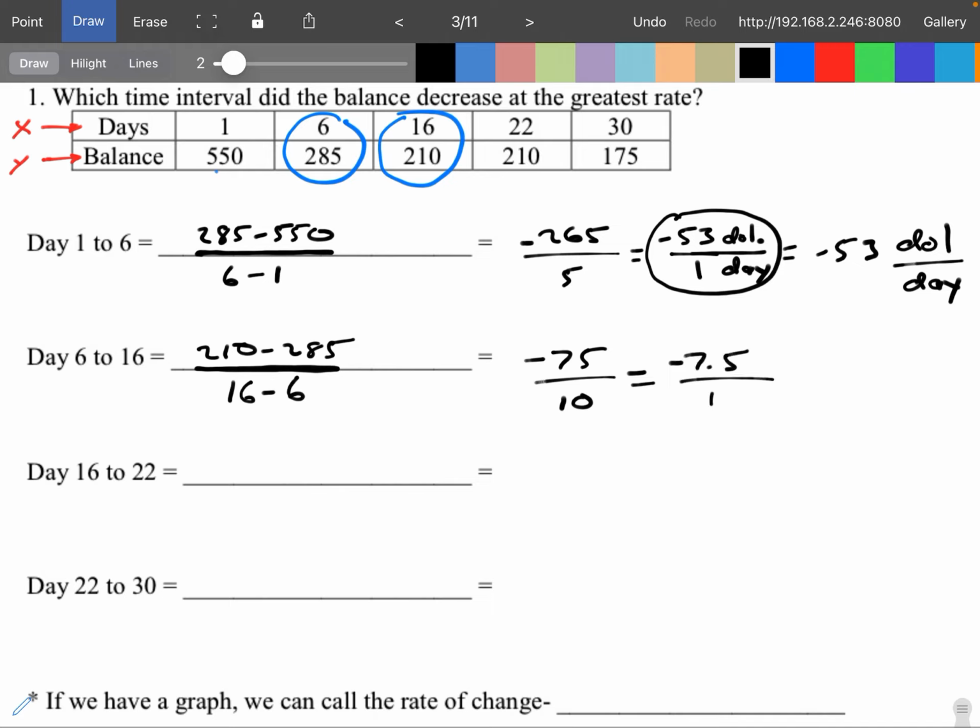So let's see. If we do 210 minus 285, that's going to give us negative 75 over 16 minus 6, which is 10. But then we're going to divide that out on the calculator. And we're going to get, what is that? Negative 7.5 over 1. And again, the numerator is the y's, that's in dollars. The denominator, that's in days. So I guess since we're talking about money here, we probably want to write this as negative 7.50 dollars per day.